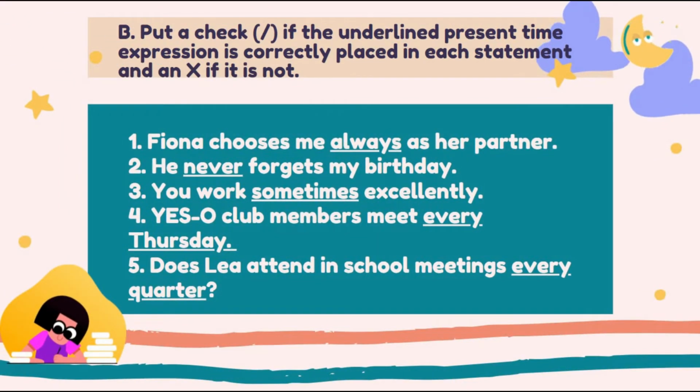Okay, here, class, you are going to put a check if the underlined present time expression is correctly placed in each statement, and an X if it is not. Check if the underlined present time expression is correctly placed, and X or cross if it is not. I think this is very easy for you, class. Number 1, Fiona chooses me always as her partner. Okay, class, do you think this is correct?